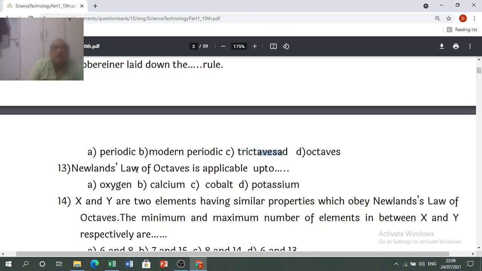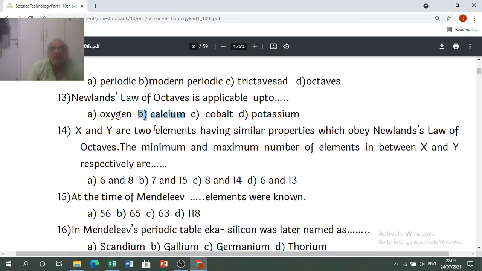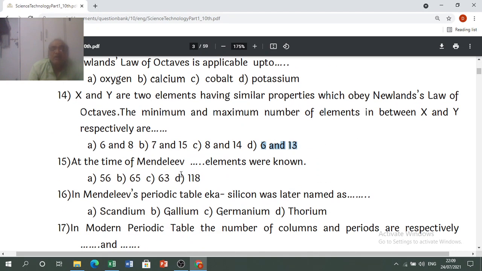Okay. Newland's law of octave applicable up to calcium, that is its B. X and Y are two elements having similar property which obey the Newland's law of octave. The minimum distance between X and Y are, you know that, the eighth element. That's why the first and eighth, in between them is 6. Therefore 6 and 13. At the time of Mendeleev, there is dash as element are known, that is 63 element are known, that is answer is 16.